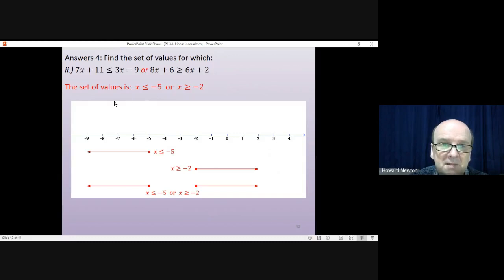And the way you would write that down is that the set of values is x is less than or equal to minus 5 or x is greater than or equal to minus 2. Either of those things is fine. Writing it in set language, that is what you would have. The set of values is x such that x is less than or equal to minus 5. Union is what that symbol is. Union x such that x is greater than or equal to minus 2. And what the union means is just combine the values together. Include the first lot, include the second lot, just add them all together, include them all.